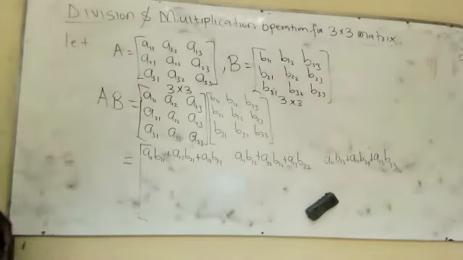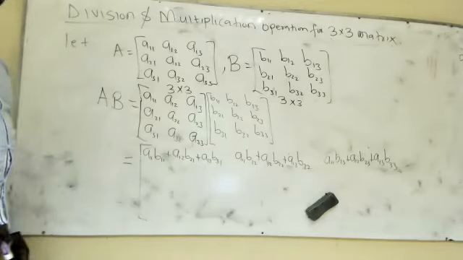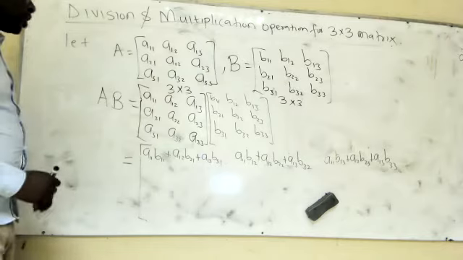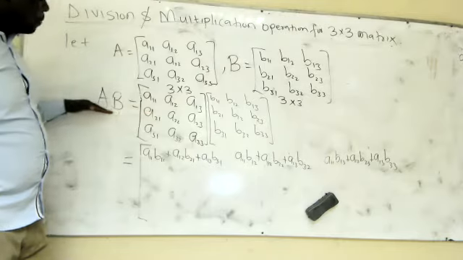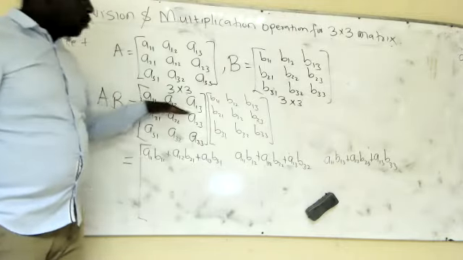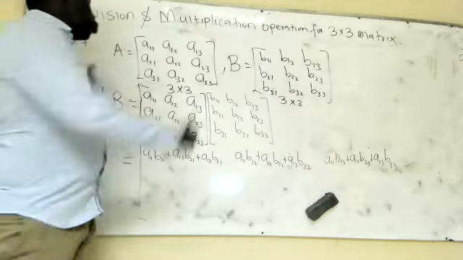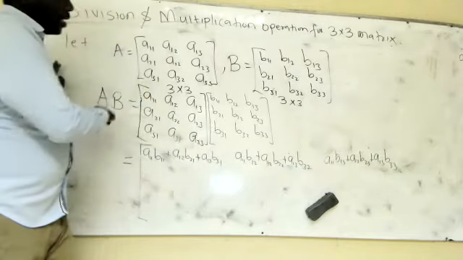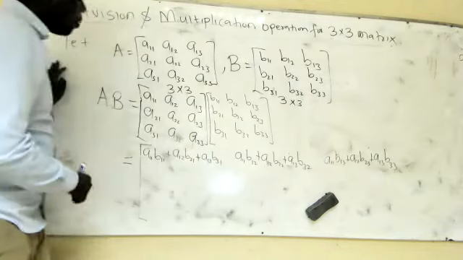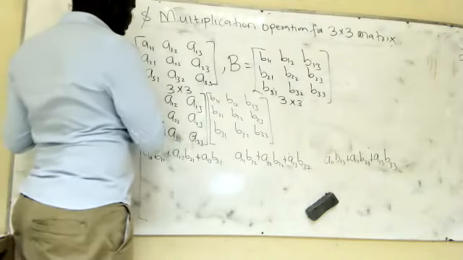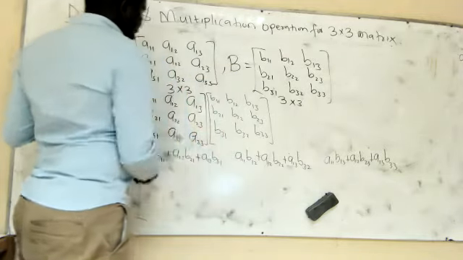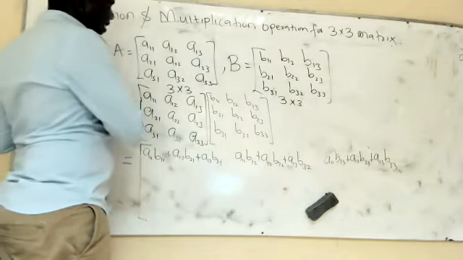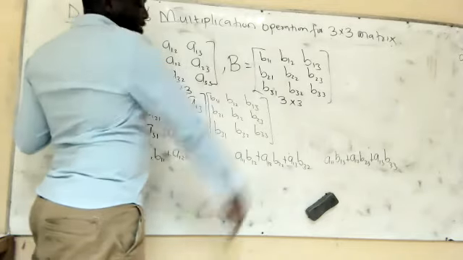Can we get the fourth component? This is how you are going to get the fourth component. You are now multiplying the second row with the first column to get the fourth component. To get the fifth, you multiply the second row with the second column. To get the sixth, you multiply the second row with the third column.